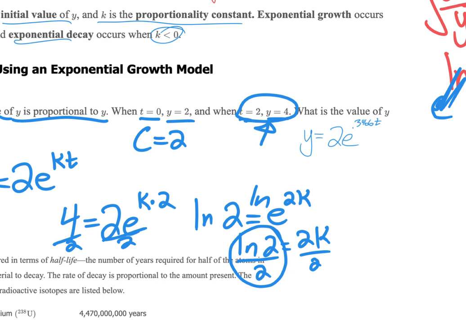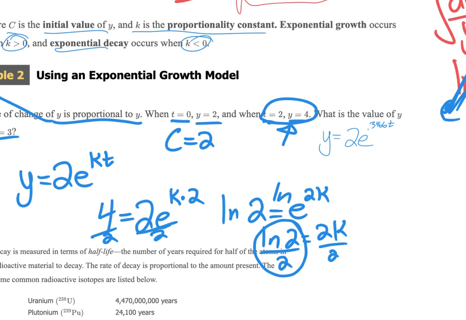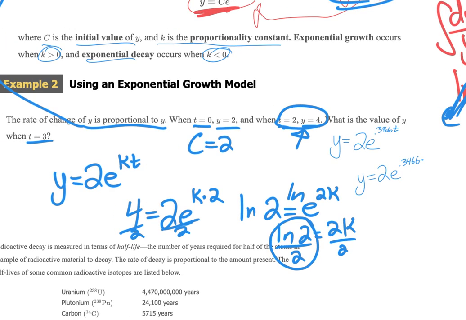Okay. Now it says, what is the value of y when t equals 3? We would just plug that into our calculator and go 2 times e to the 0.3466 times, what was our value, 3. And we would get approximately, y is approximately 5.657.